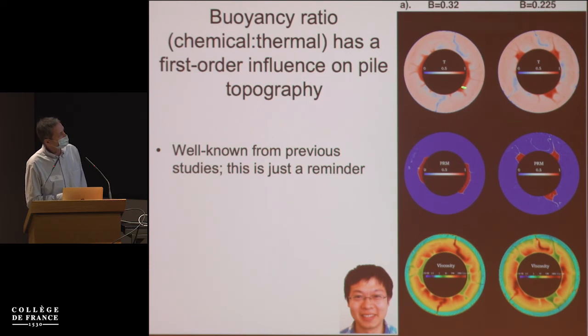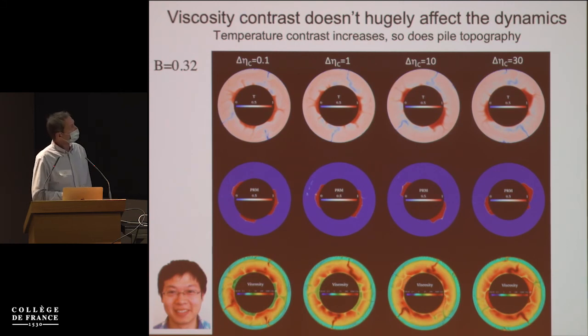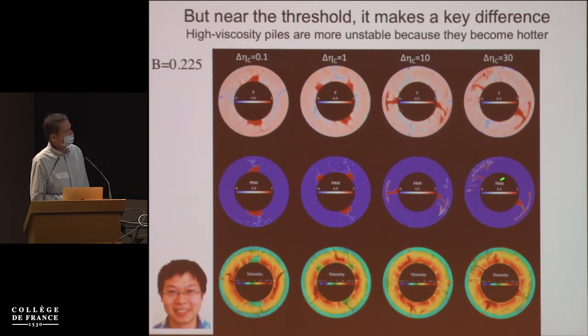Here's a composition, dense material. Here's temperature. So we'll be looking at different density contrasts. When the density contrast is less, the topography of these piles is higher, as is well known. And this is showing the effect of viscosity contrast from 0.1 to 30. It doesn't have a huge influence on the morphology and topography, but it does have one that you can notice. Basically, when the intrinsic viscosity is higher, you cannot get internal convection within these piles, whereas here you do get internal circulation in the piles. And then they become hotter and less stable. If you're close to the stability threshold, this means that they can actually go unstable and disappear.